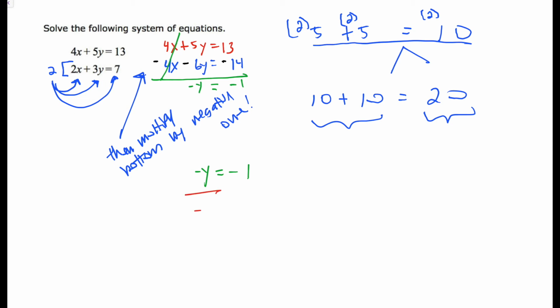Just like that? So this is an invisible -1 right here. So divide by -1, divide by -1. That wipes it out, and you get y equals what? 1. All right.